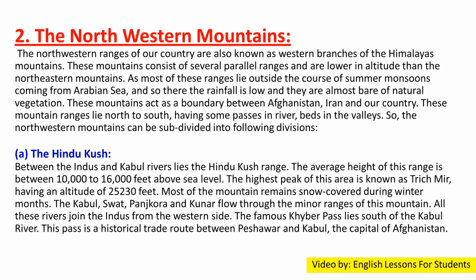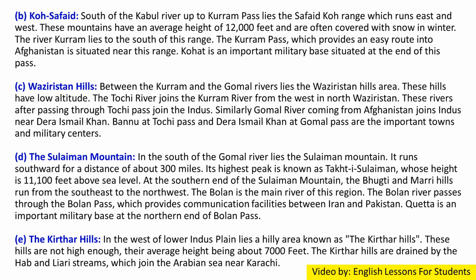The Kabul, Swat, Panjkora and Kunar rivers flow through the minor ranges of this mountain. All these rivers join the Indus from the western side. The famous Khyber Pass lies south of the Kabul River. This pass is a historical trade route between Peshawar and Kabul, the capital of Afghanistan.